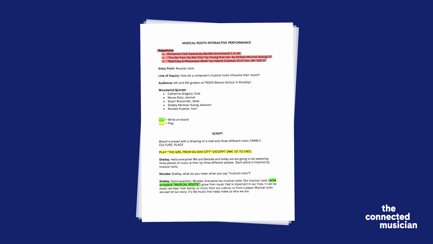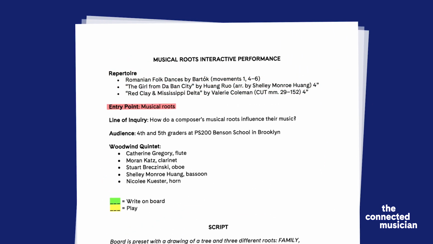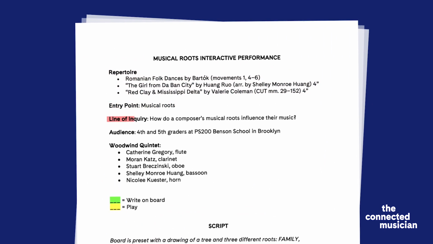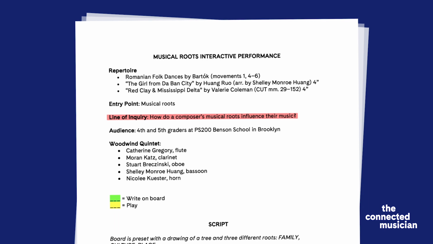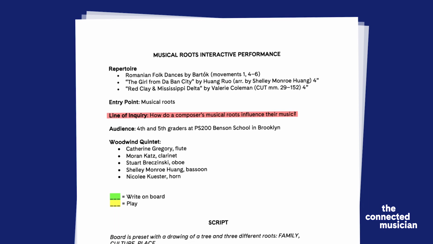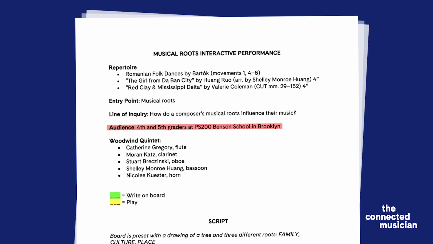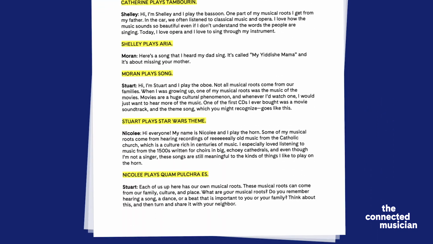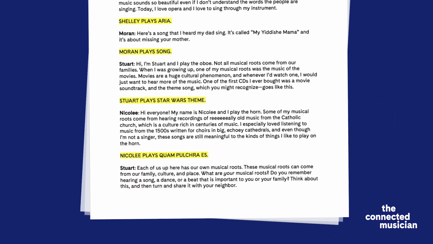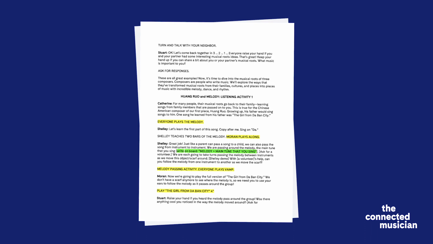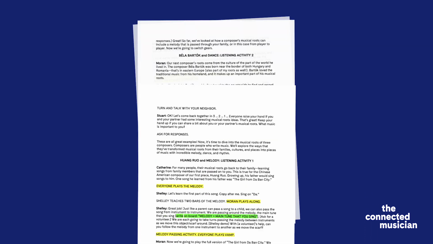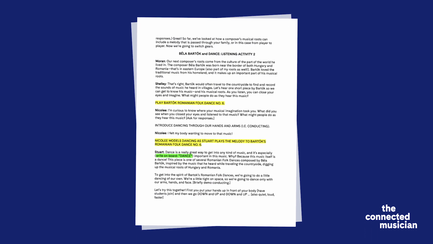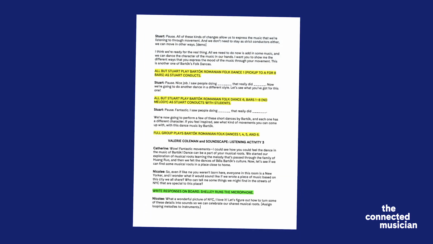The entry point for this IP is musical roots, and their line of inquiry is, how do a composer's musical roots influence their music? They note that their audience for this is 4th and 5th grade students. Their show starts with a short performance, followed by musician and instrument introductions that are all relevant to the show's line of inquiry. They have 3 listening activities that precede a selection of music. Their activities each appeal to different learning styles and scaffold and challenge for the audience.